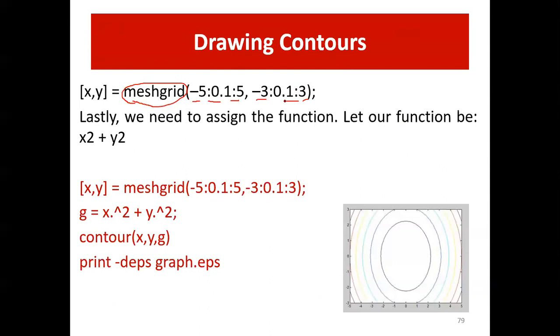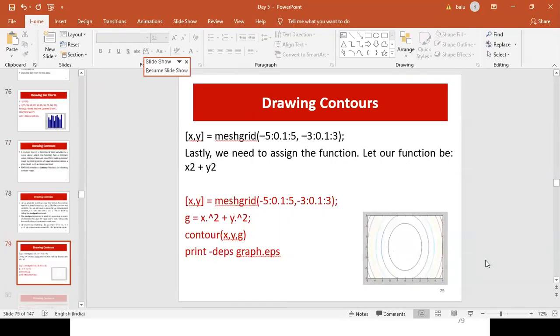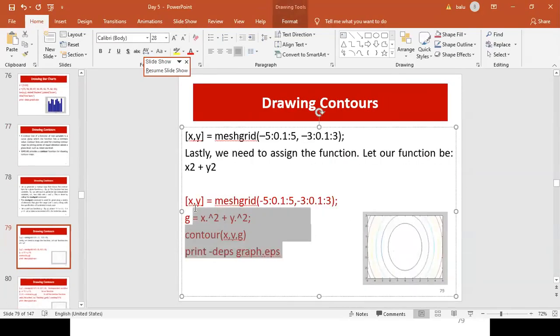We assign the function with the help of x squared plus y squared. Then here we add meshgrid, g equals x squared plus y squared. We add the contour function, contour of x comma y comma g. Then we can print it. So the contour diagram will be printed. I will show it. The same code we can run with the help of MATLAB.